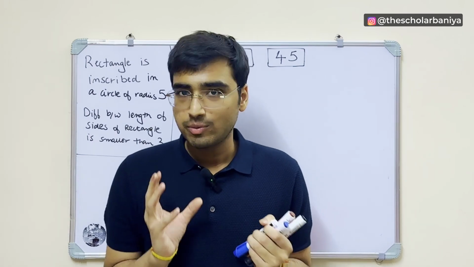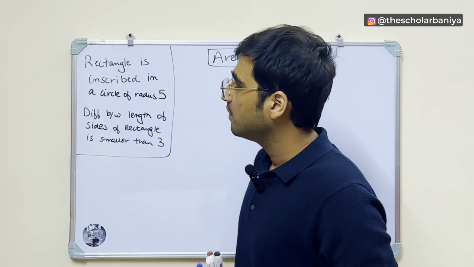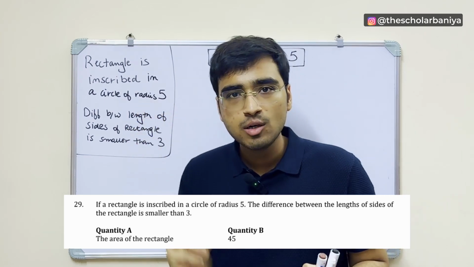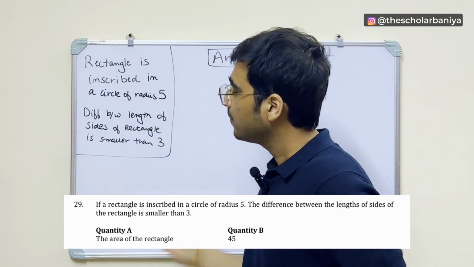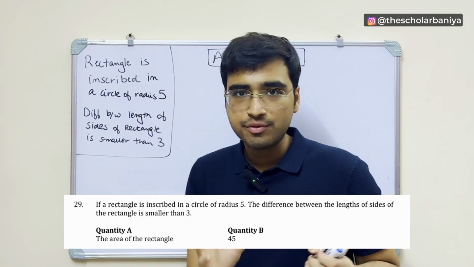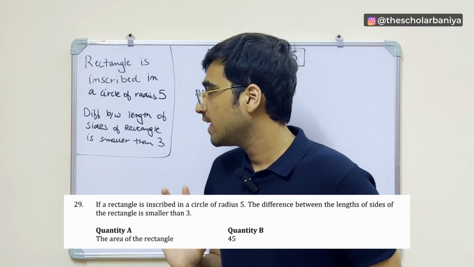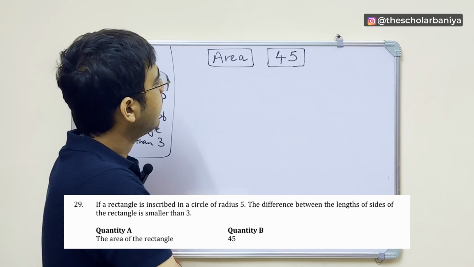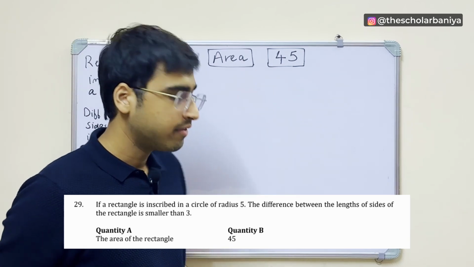So let's move on to the next question, guys. In this question, we are given that there is a rectangle which is inscribed in a circle of radius 5, right? And we are also given that the difference between the length of the sides of the rectangle is smaller than 3. And we have to compare the area and 45, right?